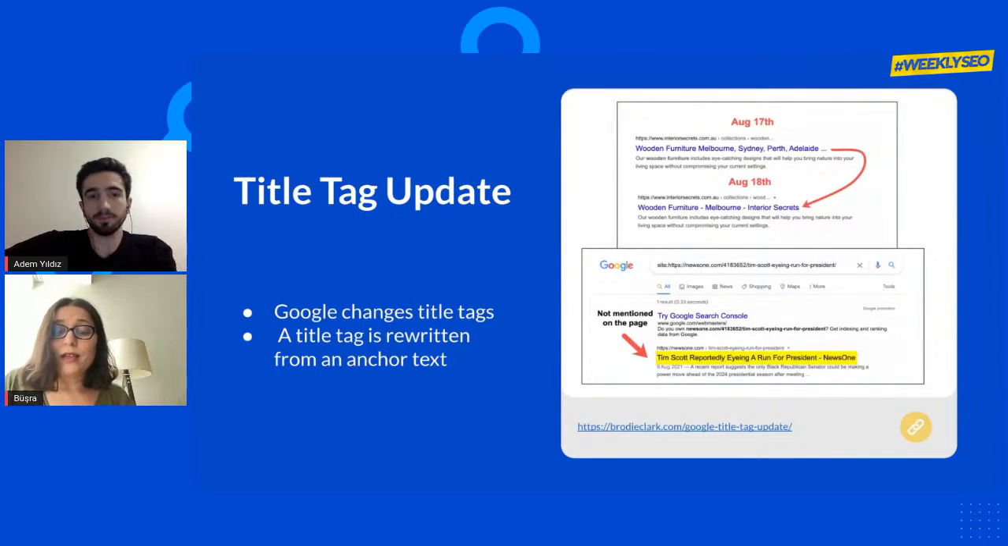I don't know why. There are a lot of examples around the world, from Lily, from Search Engine Land, and from Brody Clark. It's so interesting because we know that Google loves experimenting, and they're already rewriting meta descriptions, but meta titles were not so common.